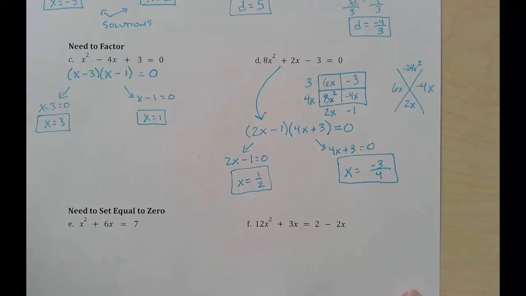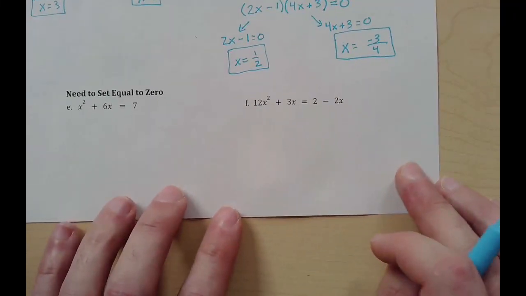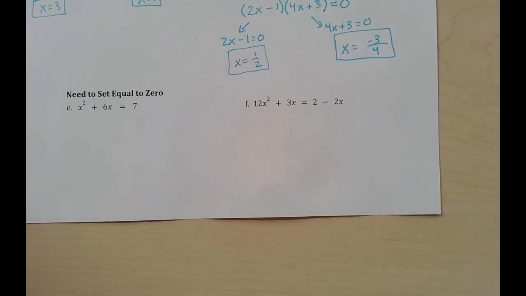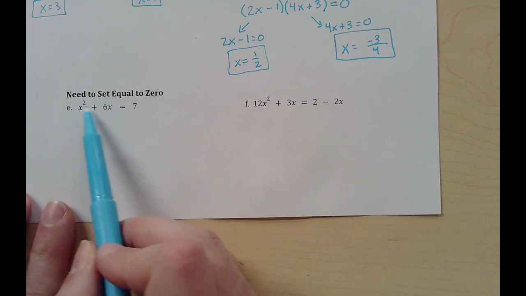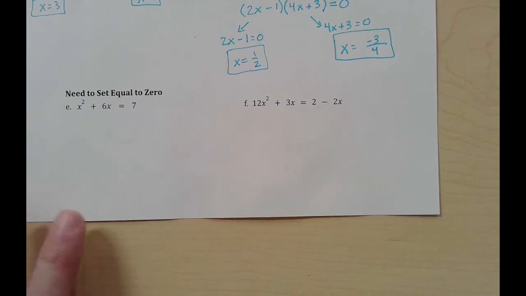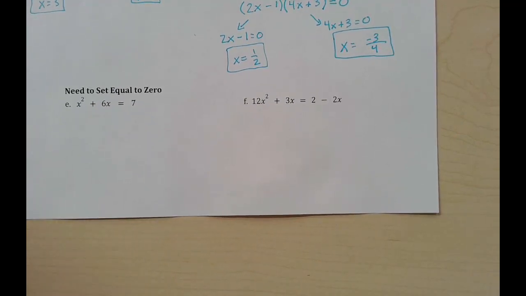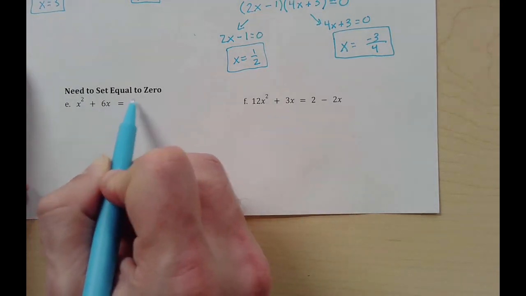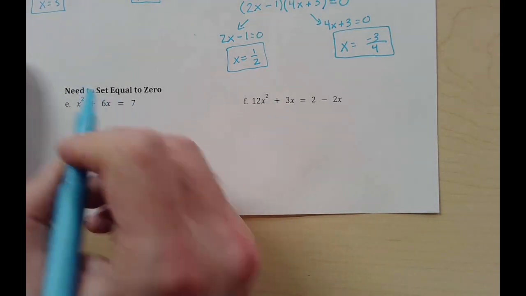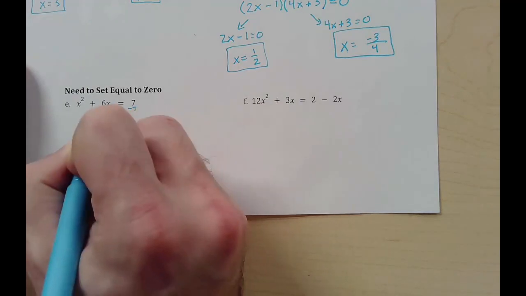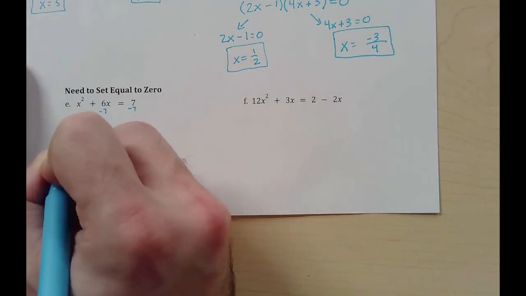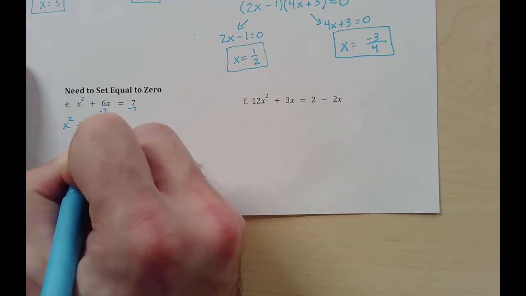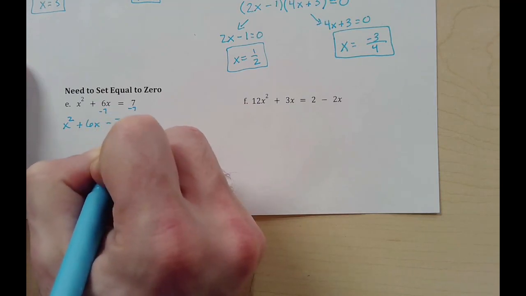All right, then moving on to the last two. This is where I have a quadratic equation that's not equal to 0. So what I need to do is first move the variable so it is, then I'll factor, then I'll find my zeros or my solutions. So get rid of this 7 here to make this side 0. So subtract 7, x squared plus 6x minus 7 equals 0.